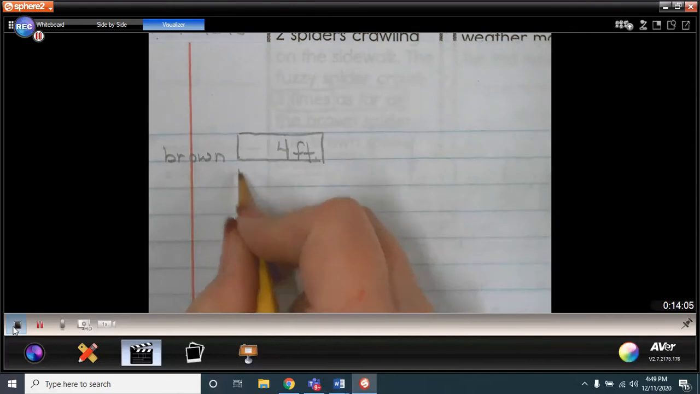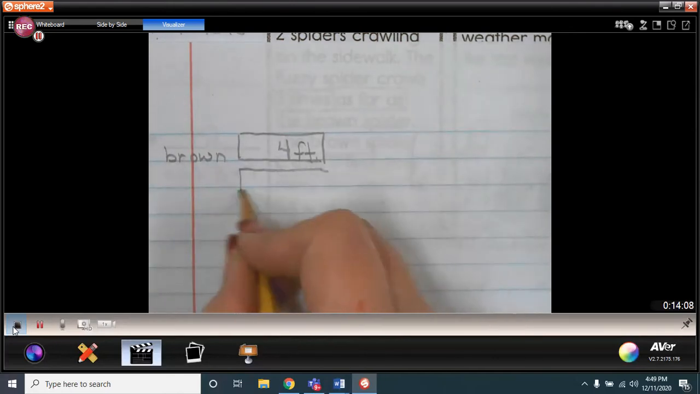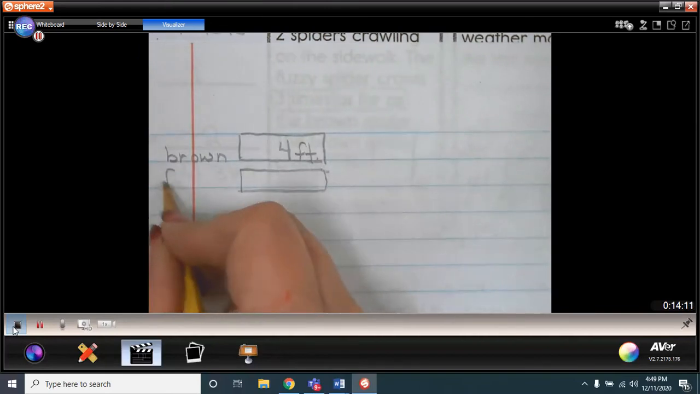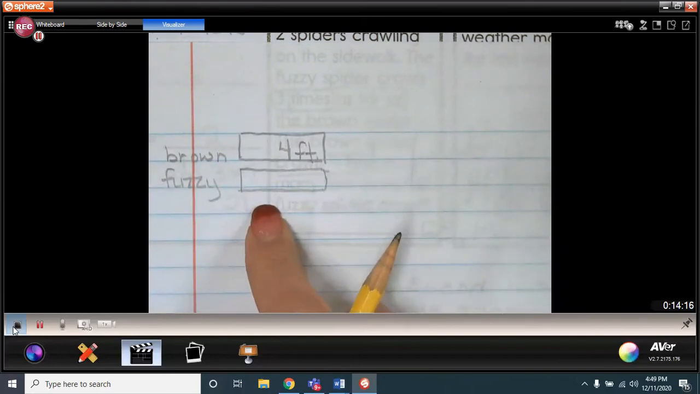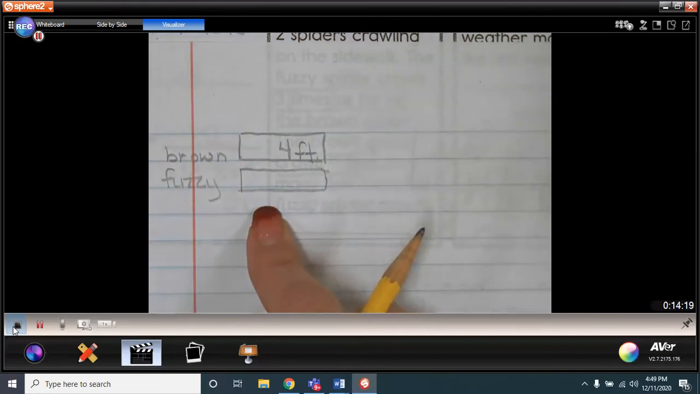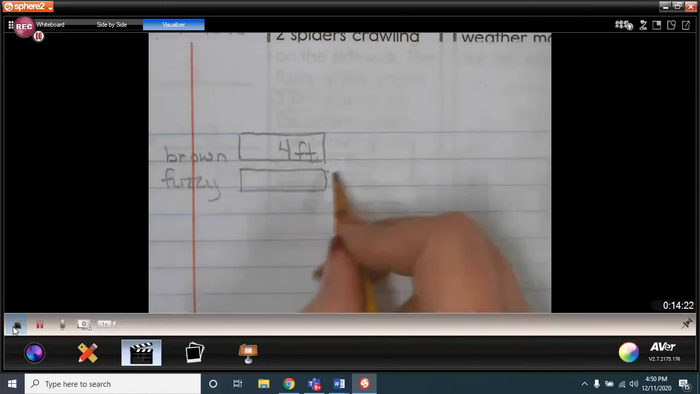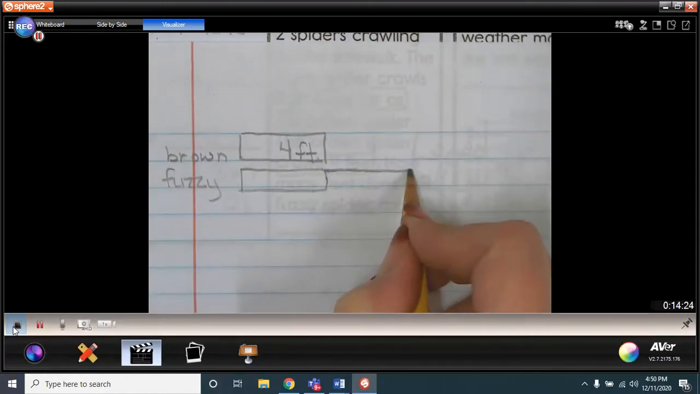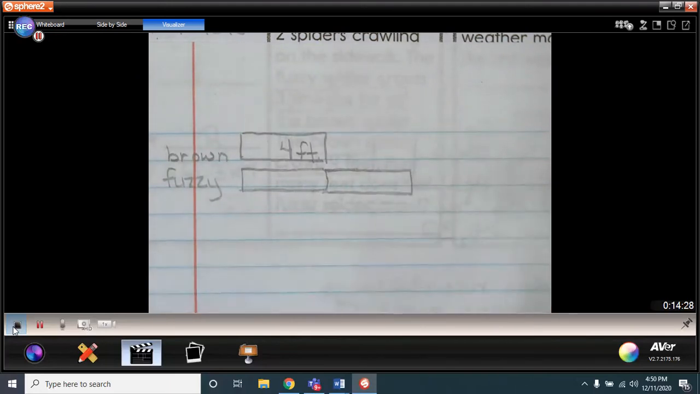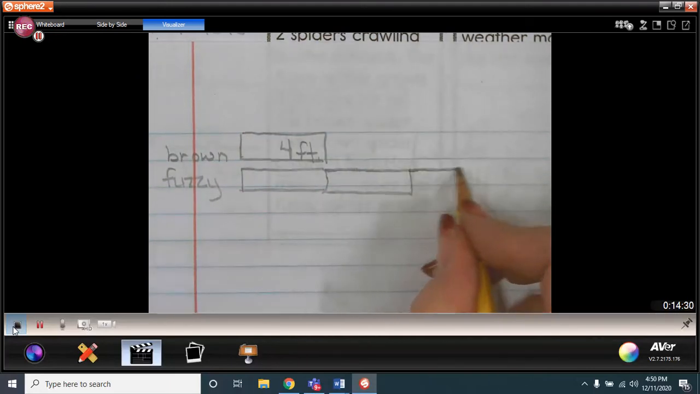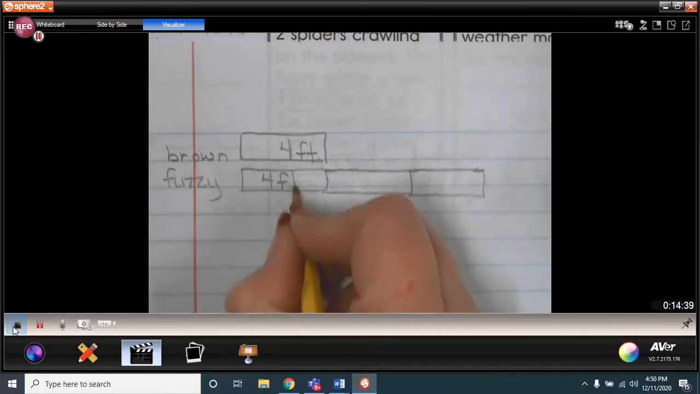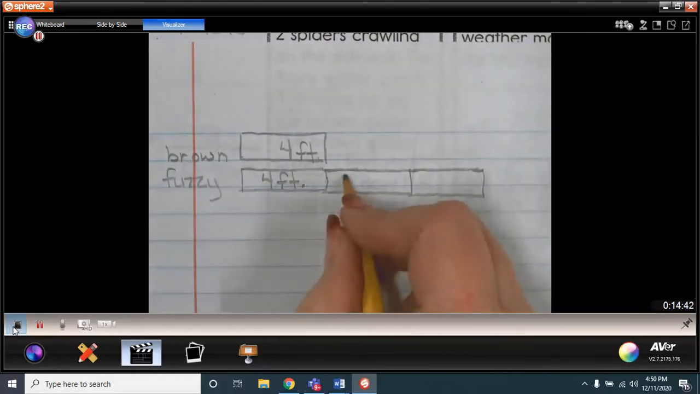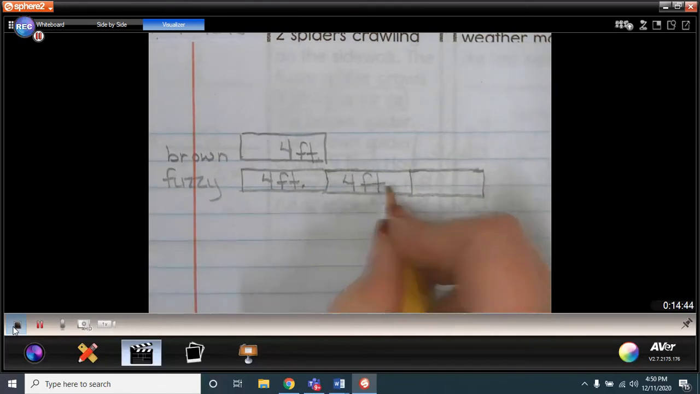Now next to the brown spider, I'm going to draw how far the fuzzy spider is going to crawl. And it says fuzzy spider crawls 3 times as far. So one time he goes 4 feet. 2 times he crawls another 4 feet. And 3 times he crawls another 4 feet. So I'm just drawing this for myself to give me more of a visual of what's happening. 3 times as far.